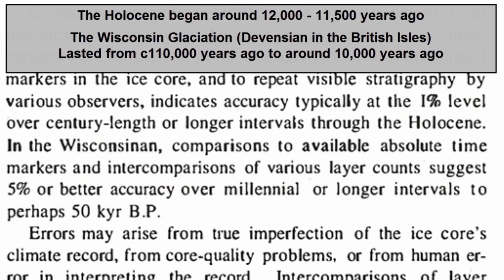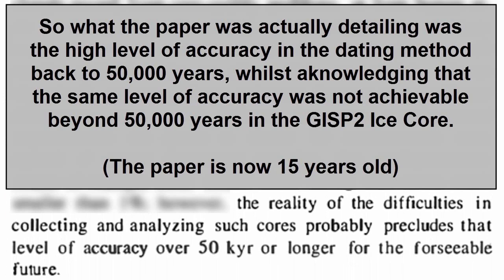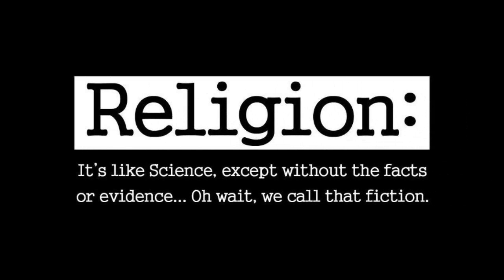Now, Wisconsin are 40 to 50,000 years BP. The GISP2 ice core dates back to 120,000 years, and the paper was concerned with the visual dating of the core deeper than the 50,000 year mark. Well, have I said enough?